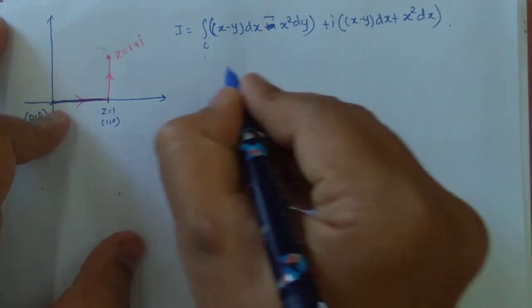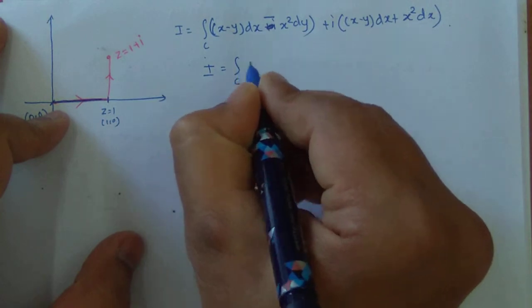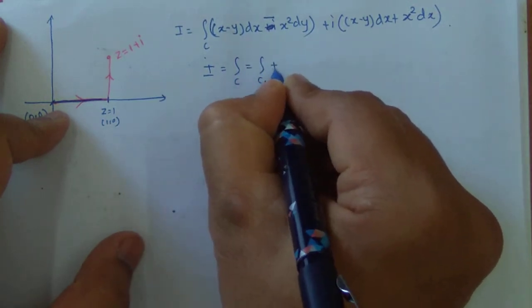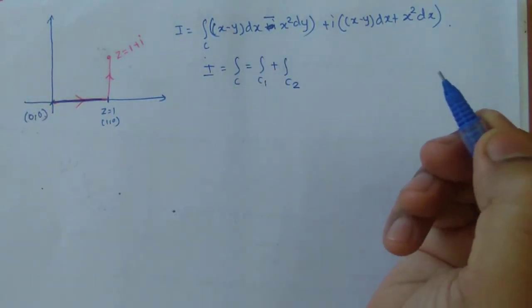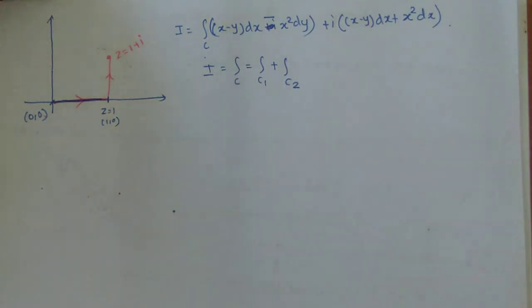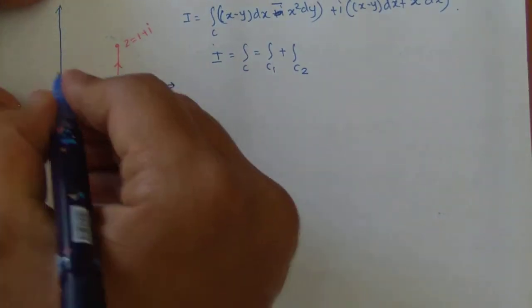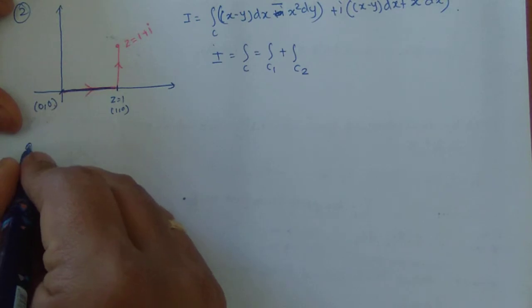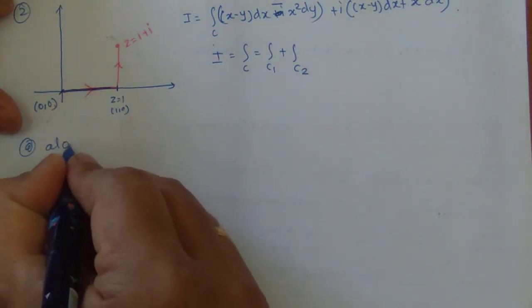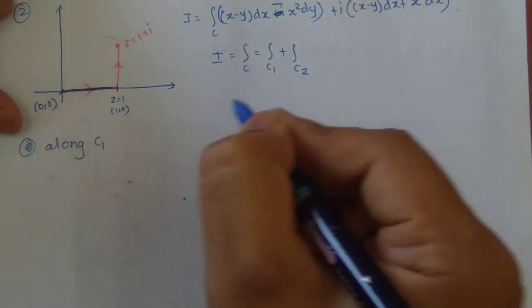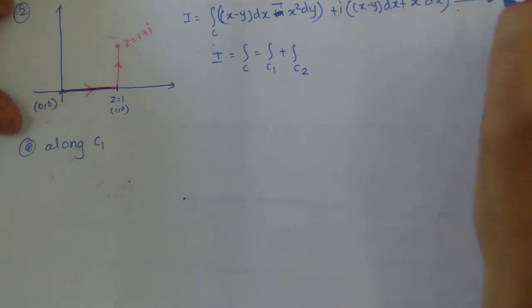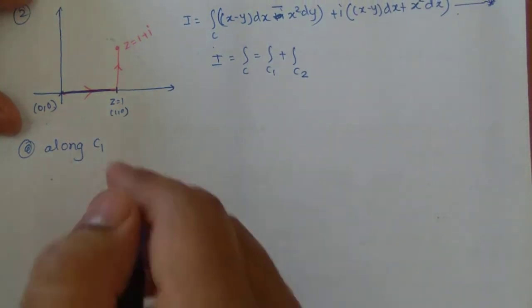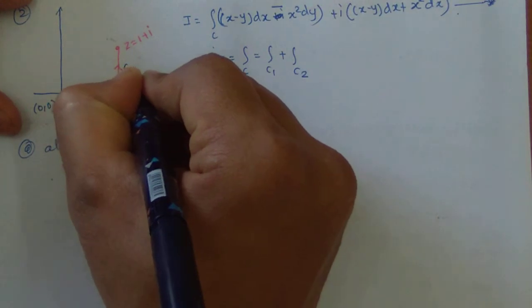Okay, so this curve C will be divided into two parts. Hence my integral I would be the integral over C, which is nothing but the integral over C1 plus the integral over C2. First we are going to derive along C1. This is your equation star. This is my curve C1, this is my curve C2.